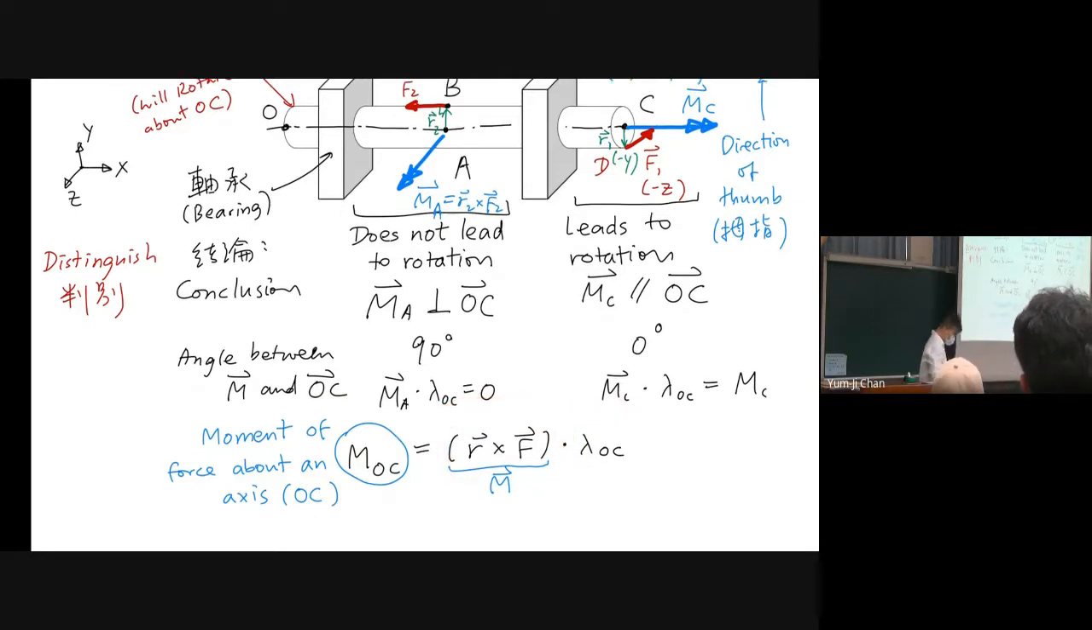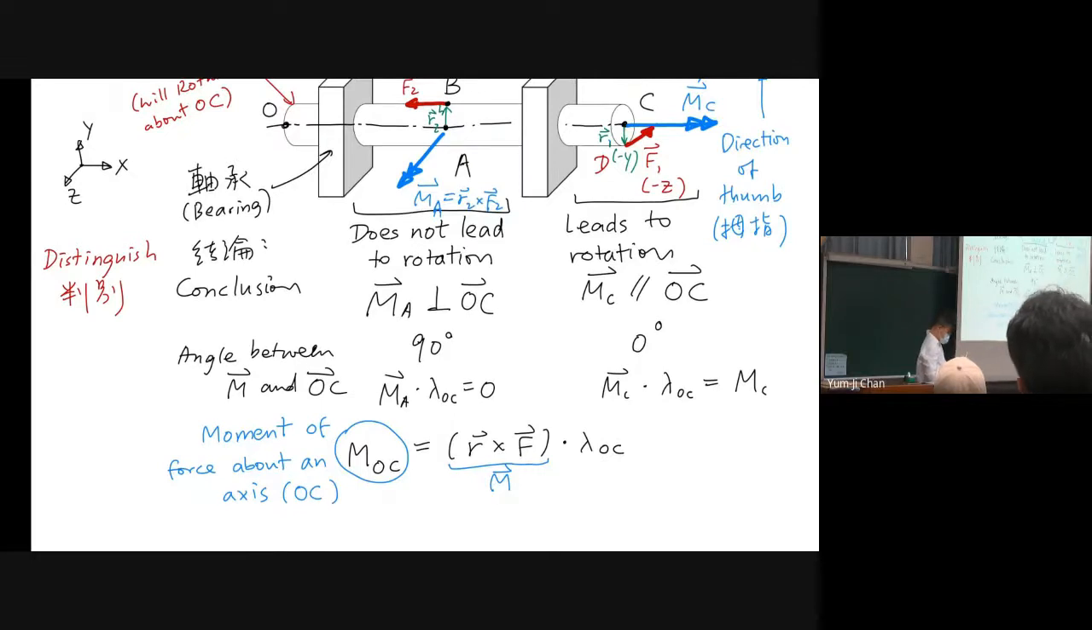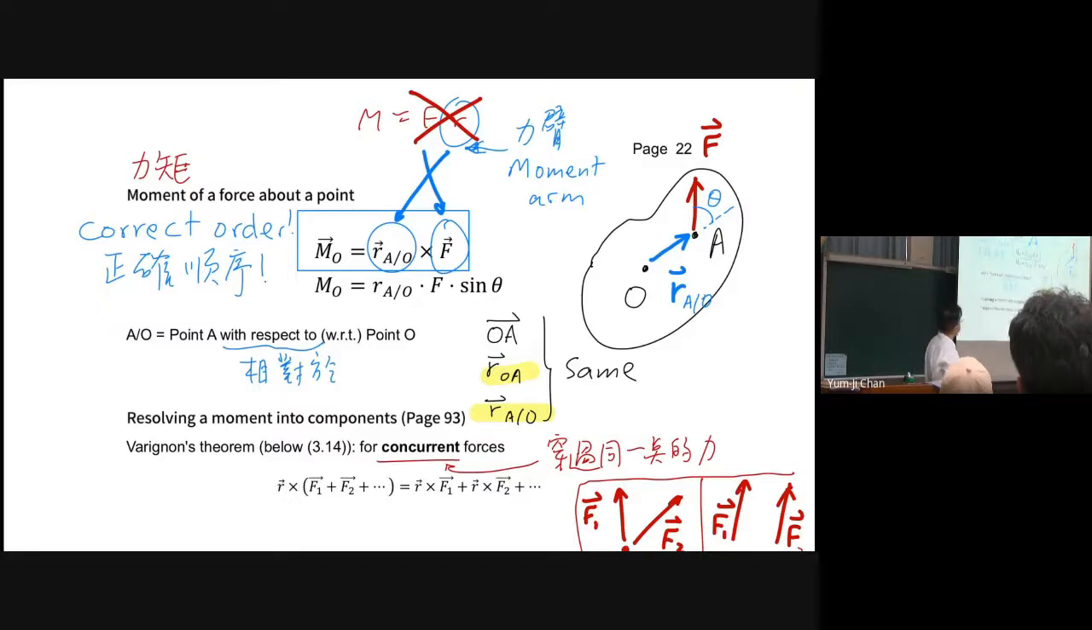Here, this one is R cross F. R cross F is the moment about a point. Remember, it's R cross F.